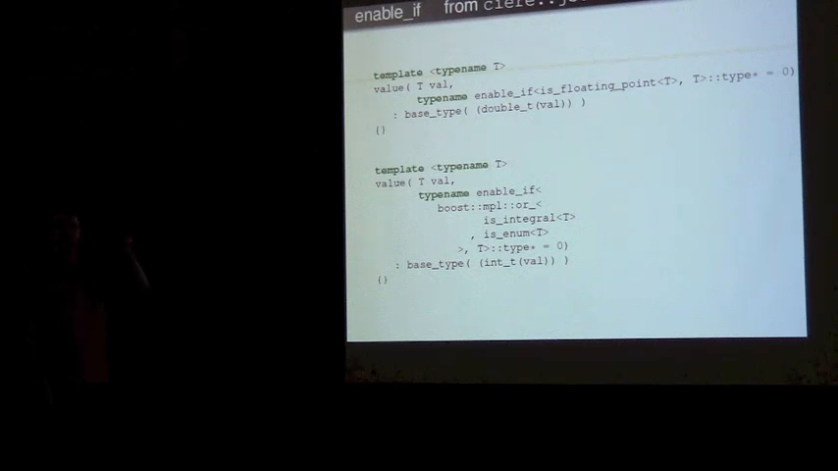Float, what else? Double. So anything that would meet the requirement of what we would consider floating point types. If it ends up becoming a floating point type, then this constructor is a valid choice that the compiler can make. And then we're going to do something, whatever this happens to do, with this base type, double T.